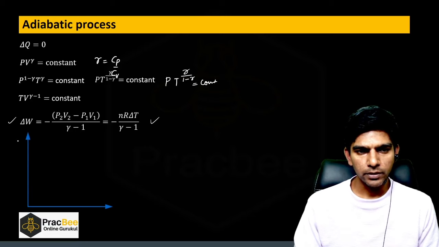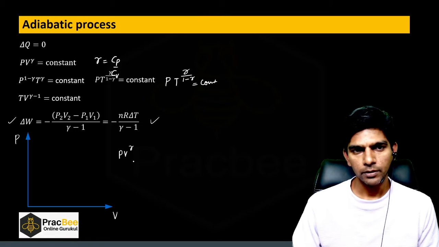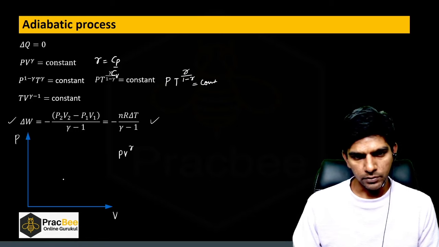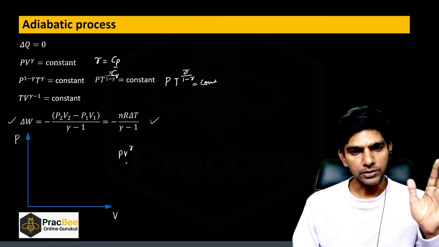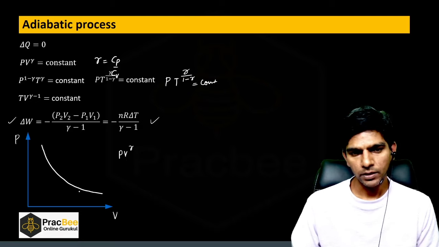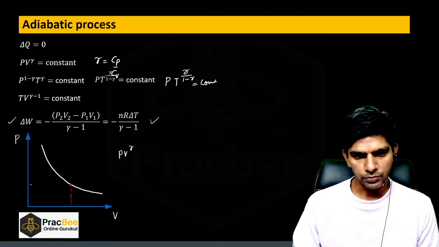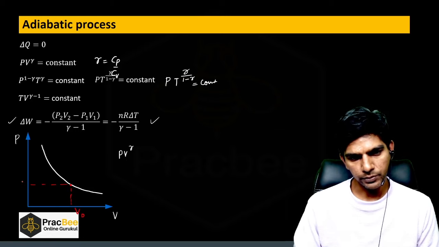Now, if I plot the pressure-volume graph for an adiabatic process, PV raised to power gamma, and we know that the gamma value is greater than 1. So you can see if we increase the volume, the pressure will decrease. So the graph will be something like this, right? And suppose I want to find the slope at this particular point where the volume is V0 and the pressure is P0.